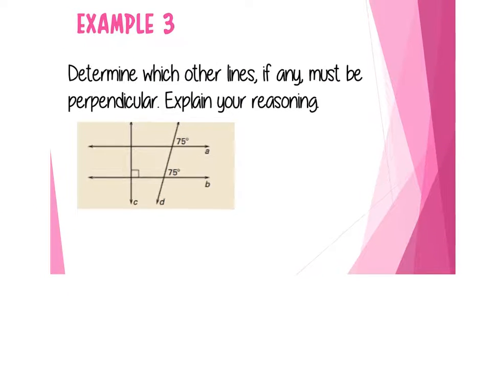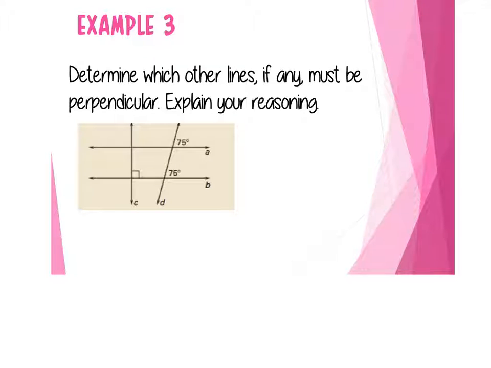It says determine which other lines, if any, must be perpendicular, and explain your reasoning. What lines are perpendicular here? Lines A, B, and C. Okay, so for sure we know for a fact that B and C are, correct? Because we've got the right angle, correct? This is perpendicular.